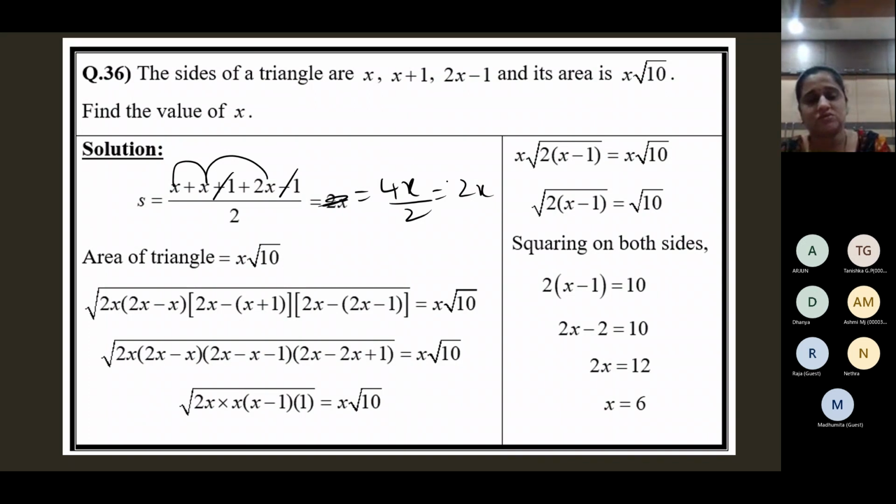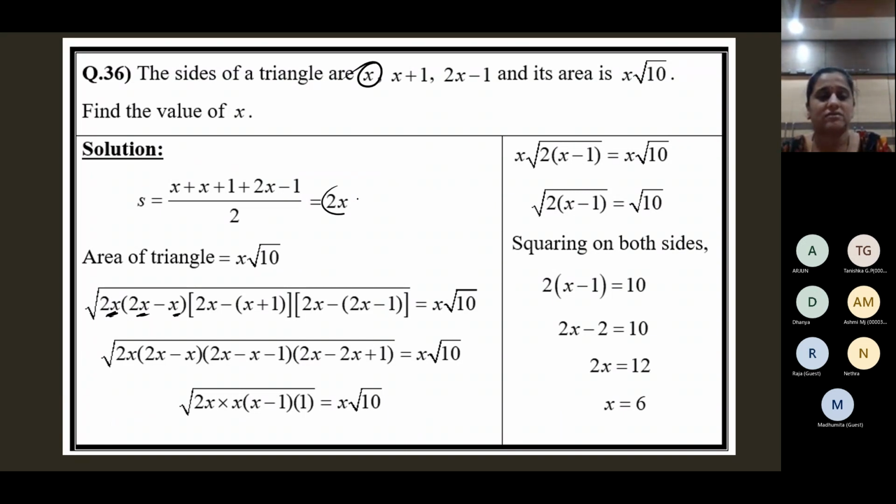So we found the semi-perimeter is 2x. Now the area of the triangle is given to be x root 10. How do you find the area of the triangle? Root of s into s minus a into s minus b into s minus c. This is the value of s, a, b, and c. So root of s into s minus a into s minus b into s minus c is equal to x root 10. The area is given to be x root 10.